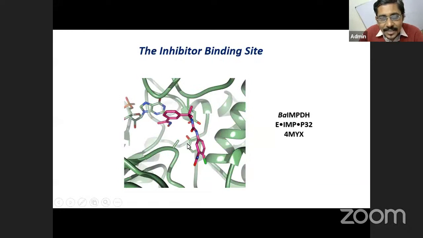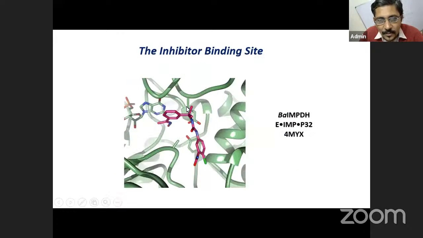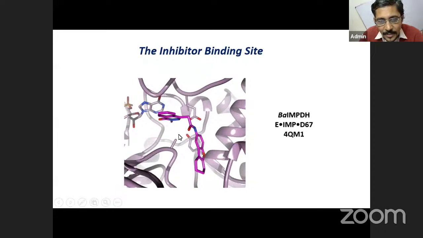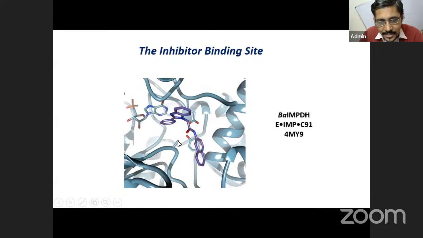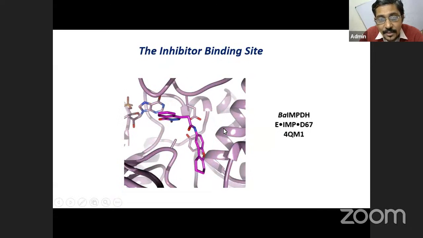Okay, this can be utilized in the engineering of your molecules. So here an important point comes. These are the three residues: alanine 165, tyrosine, and glutamic acid 329. On all these you will see glutamic acid, alanine, tyrosine. Everywhere these residues are there.